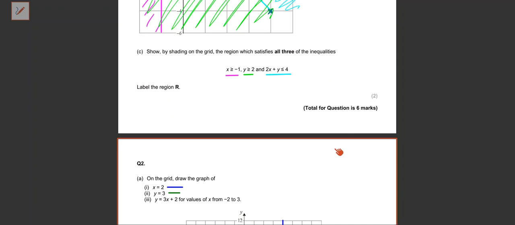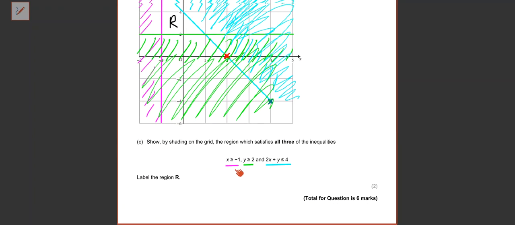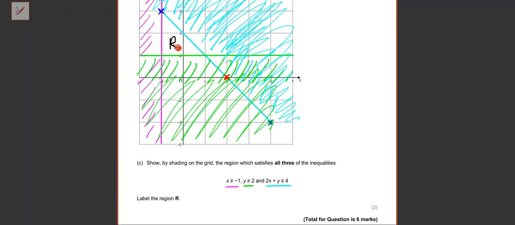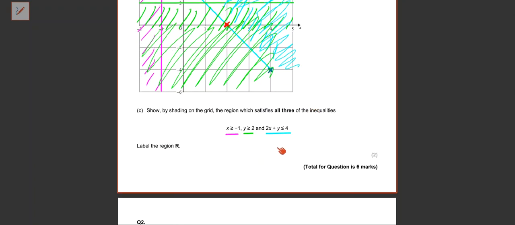You're right. Okay. But what I would say is label the region R. Now, if you just shaded and didn't put the R, if it's not very clear, then you might lose a mark. I'm not going to in this test, but it says very clearly, label the region R. If you don't do that, you're risking losing a mark. Okay?